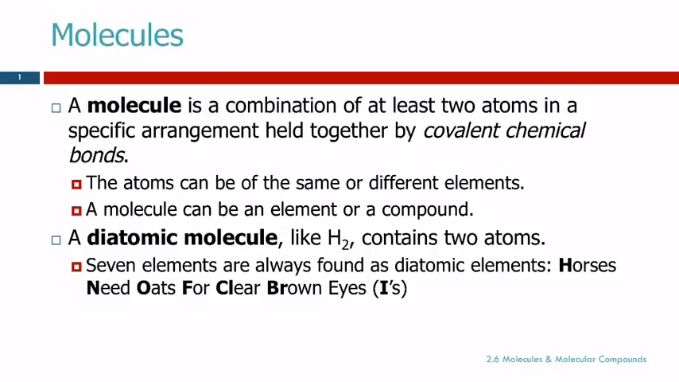Okay, so we're going to start talking about molecules and molecular compounds. We've talked about atoms and about the different particles that are inside of an atom. A molecule is when you have two or more atoms that are basically stuck together. The thing that holds them together is called a covalent chemical bond.